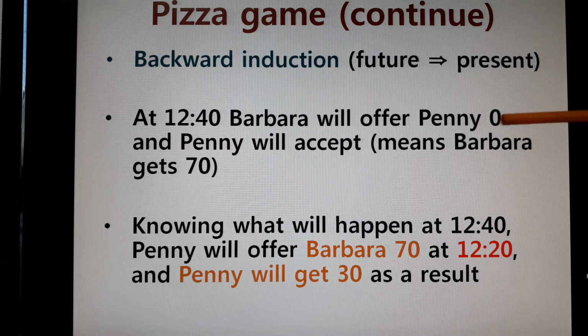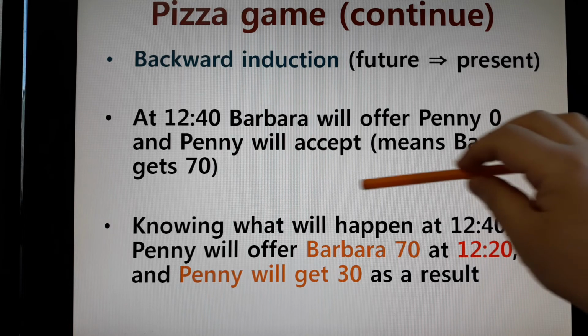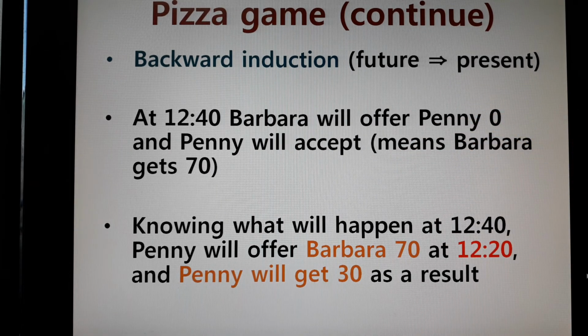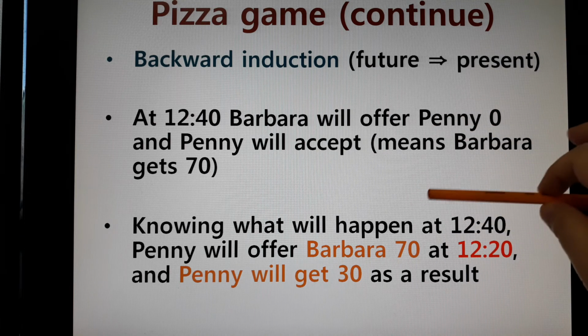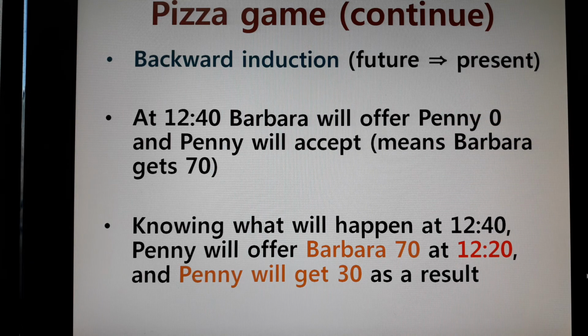So virtually, Barbara will give Penny really, really small, almost 0, and all 70 value of the pizza would be Barbara's. And Penny says, okay, 0.001 pizza is better than nothing, so Penny will say yes. So at 12:40, considering nobody will get anything otherwise, Penny would accept even a very small thing, almost zero, knowing that Barbara will offer, oh, you get almost zero, I get almost 70, and Penny would say yes.